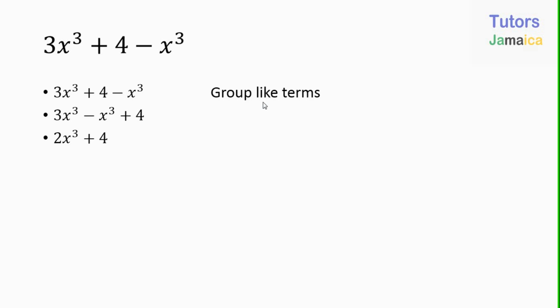So we end up with 3 minus 1, because the 3x cubed is 3 and the x cubed is 1, and we get 2x cubed plus 4.